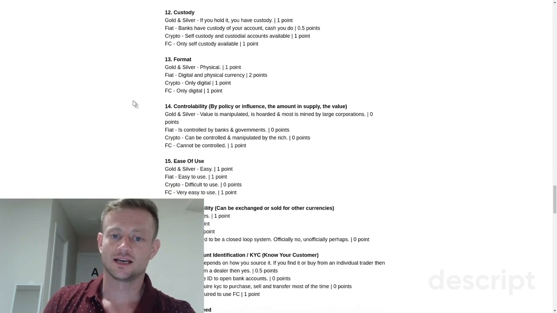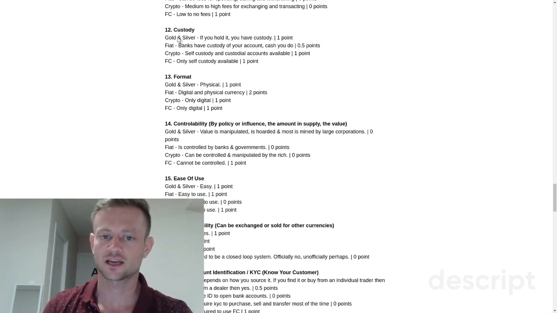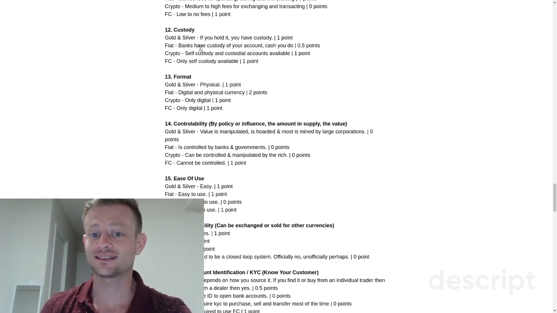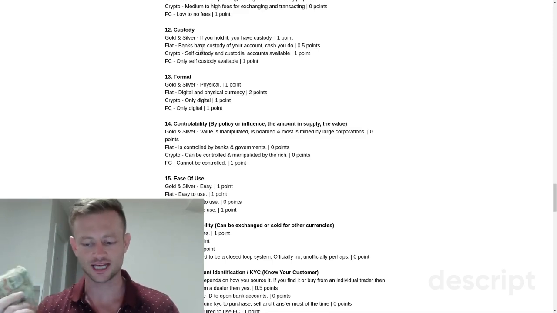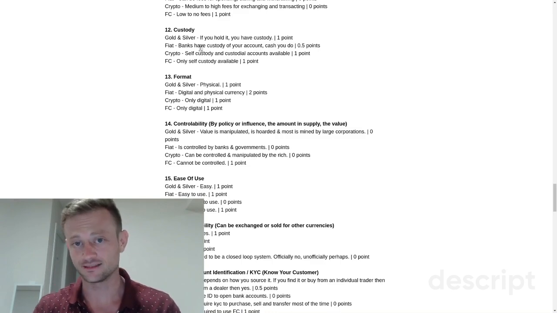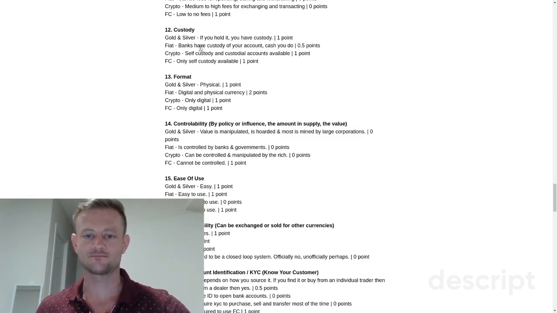Custody, so it means who's controlling it once it's in the account or the wallet. Gold and silver, if it's in your hand, it's in your safe, you have custody. Fiat, well, the banks have custody of your account. If you're holding the cash, you have custody. But if you put the cash into the bank account, legally, now it's theirs, which we'll explain with bail-ins and freezing accounts, etc. later on.